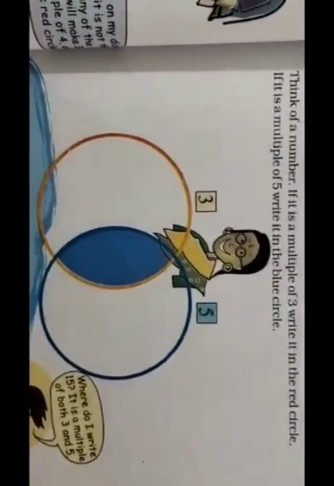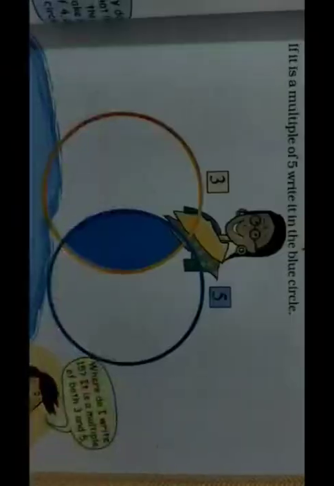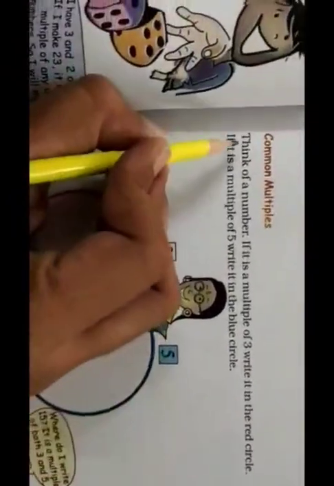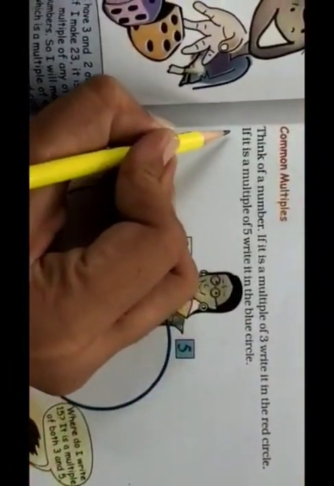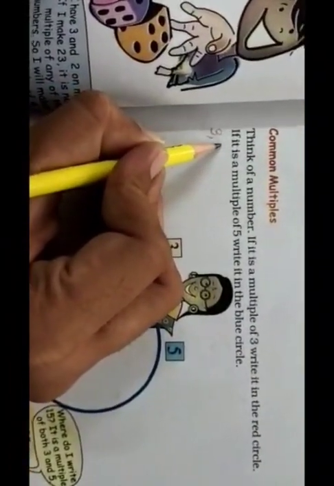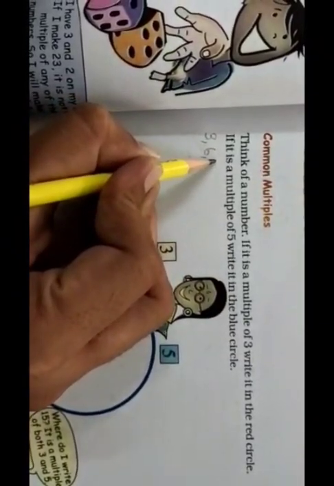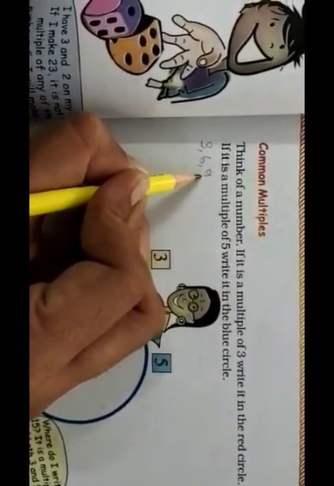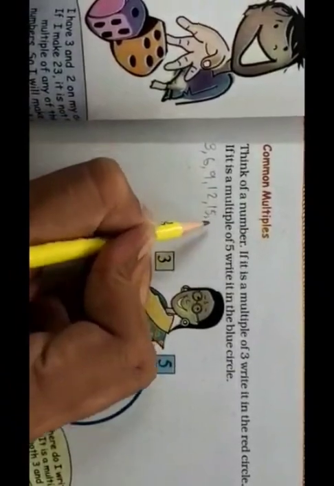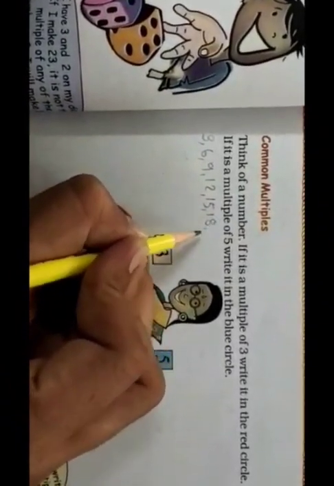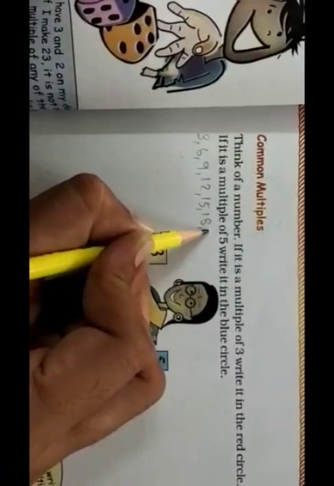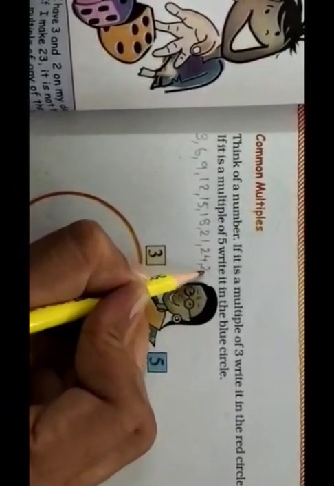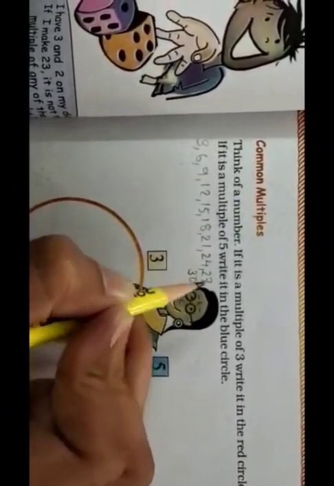So let's write down the multiples of 3 first of all and then 5. First of all, I will write down the side, then I will put here the multiples of 3. 3 ones are 3, 3 twos are 6, 3 threes are 9, 4s are 12, 5s are 15, 6s are 18, 7s are 21, 8s are 24, 9s are 27 and 10s are 30.